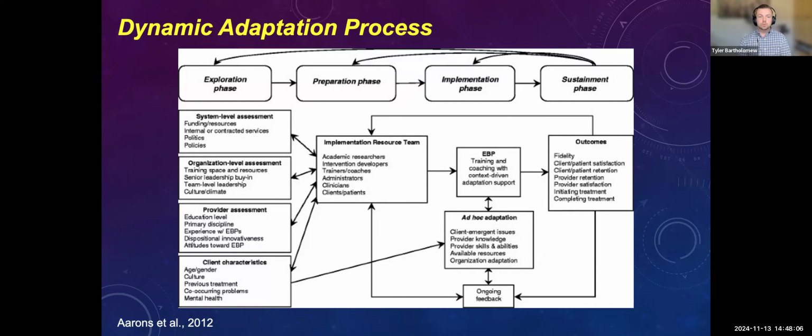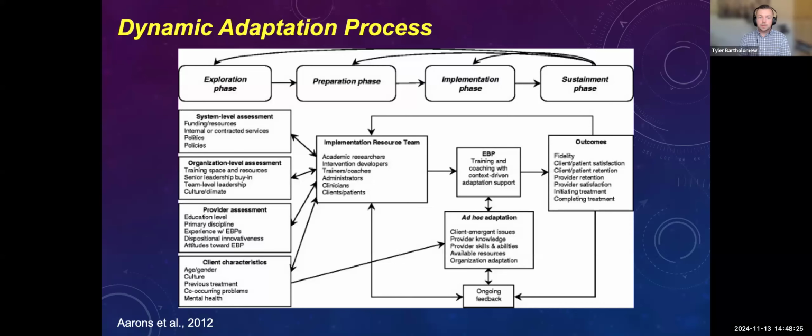And so all that information about barriers and facilitators to implementation during the exploration phase are gathered and facilitated to what is considered an implementation resource team. So we have academic researchers in this team, intervention developers, trainers and coaches, administrators, clinicians, and clients, where all that information is fielding in. And what they're spitting out then is, what do we need to do to actually get this implemented in this context?